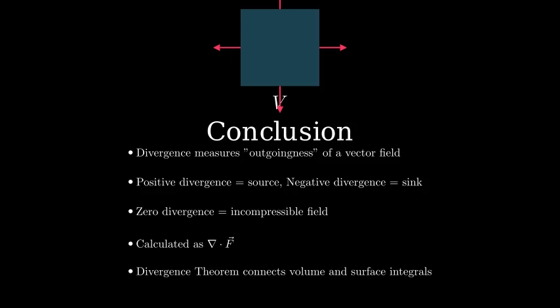1. Divergence measures the outgoingness of a vector field at a point. 2. Positive divergence indicates a source, negative divergence a sink. 3. Zero divergence means the field is incompressible. 4. The divergence operator is calculated as del dot F. 5. The divergence theorem connects volume integrals to surface integrals.